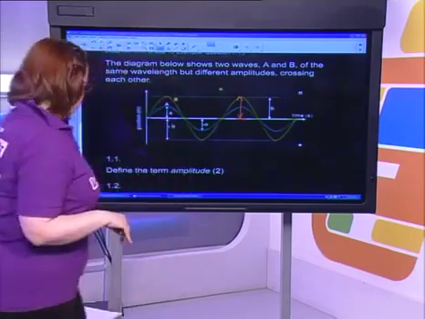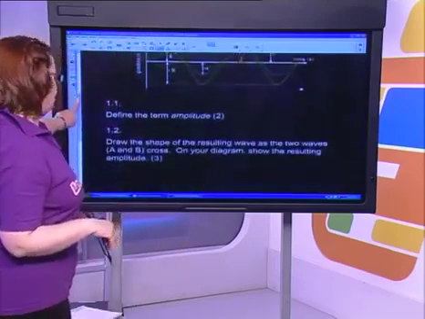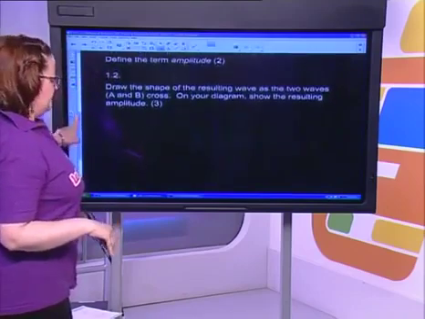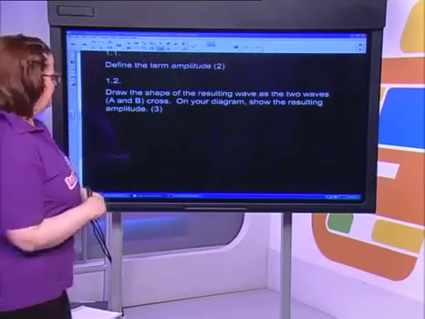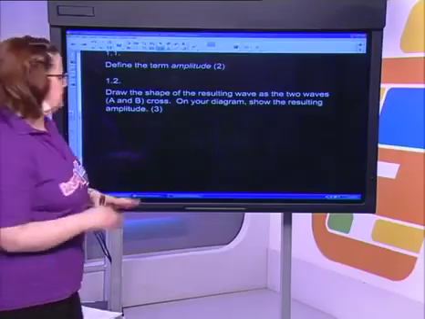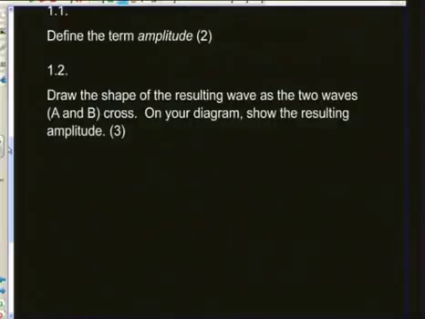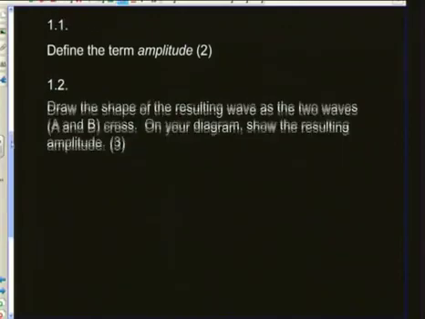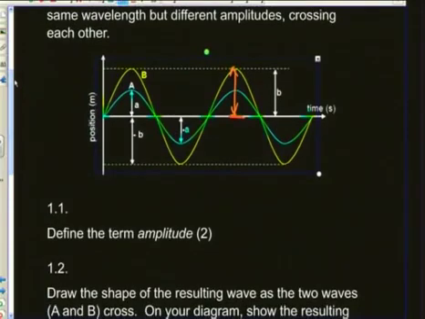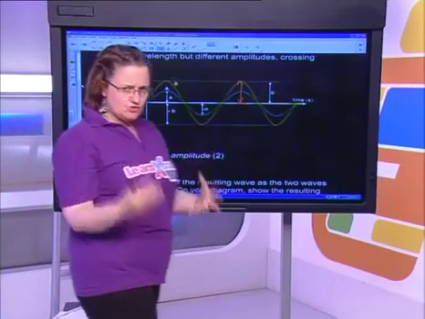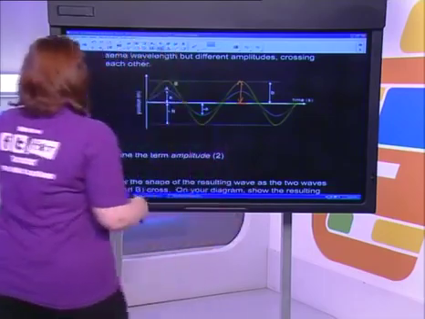Nice and easy. Now they say to us, draw the shape of the resulting wave as the two waves A and B cross. On your diagram, show the resulting amplitude. First part of this question is quite easy because they want the resulting wave. So we look at this and we go, well, we have a crest meeting a crest, so they're going to increase each other's amplitude. So we've got constructive interference.